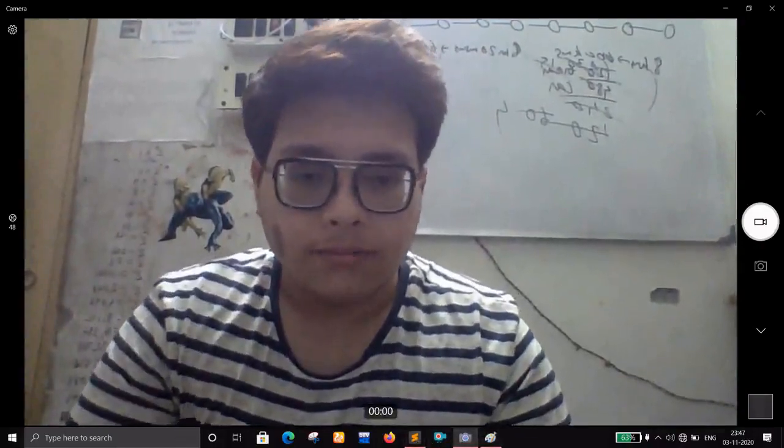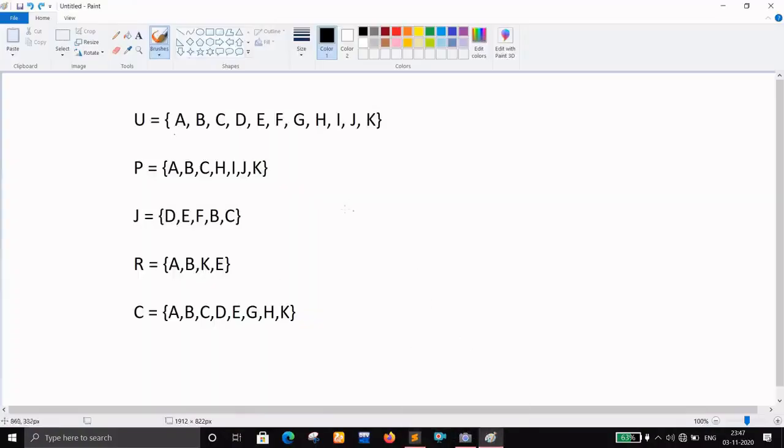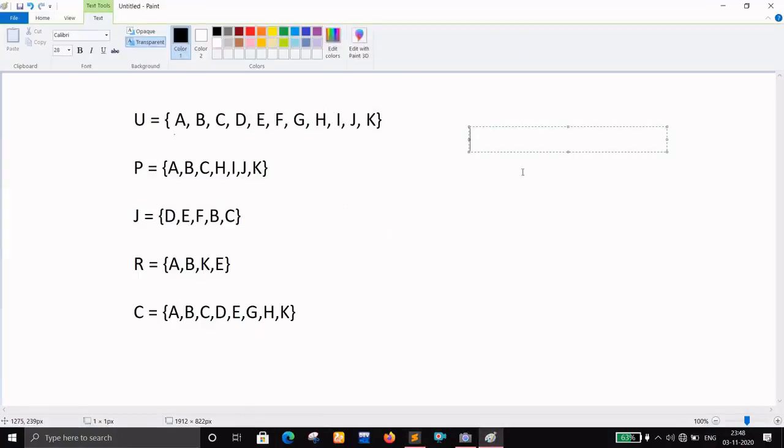Now, let's start with our next topic, which is union. Our first set operation is union. Let's understand this. So what is union? First of all, let's see how we can write union in mathematical terms.